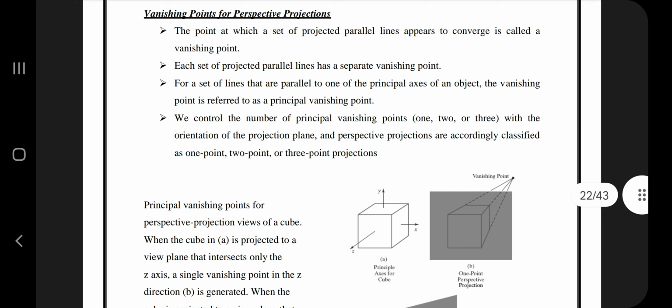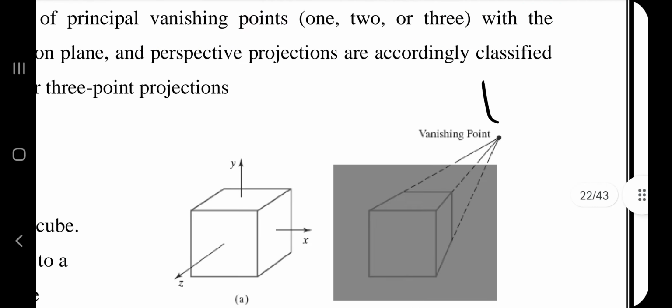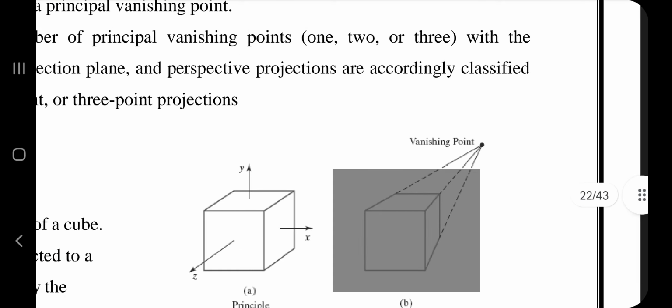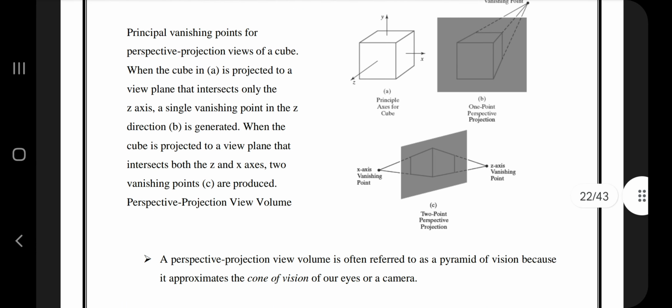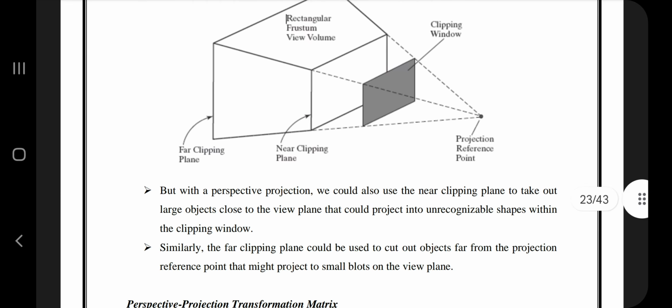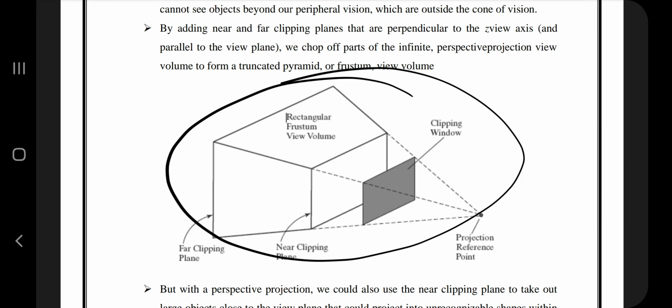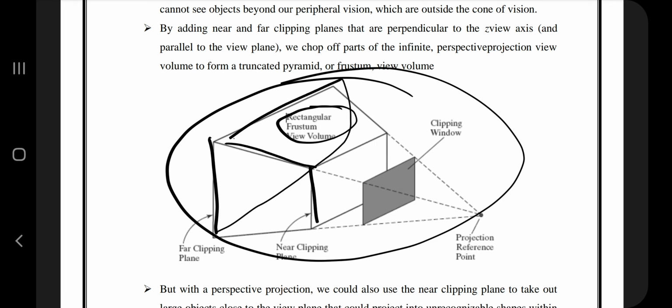And another key point what you can write is about the vanishing points. Same thing, vanishing points, as I told you, what is the projection reference coordinate, that's the vanishing point itself. Okay, if you can make this diagram and write in the opposite axis also, that can also help you to fetch more marks. And you have to make this diagram for sure, like how you had made for rectangular parallelepiped. Here you will have rectangular frustum view volume. So a bigger plane here, as it moves towards the vanishing point, it will become smaller plane. This is the clipping window.